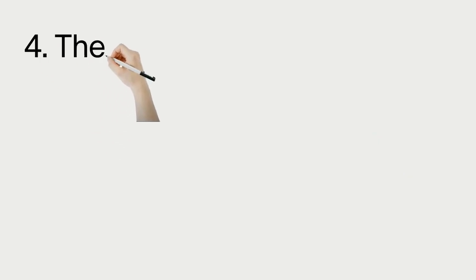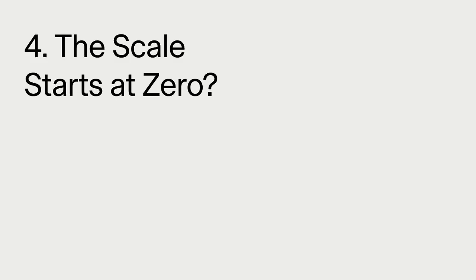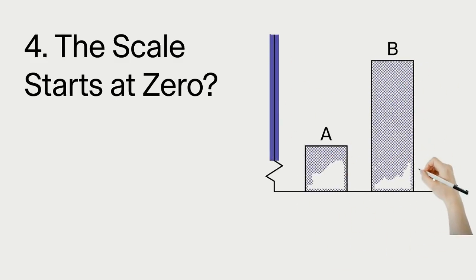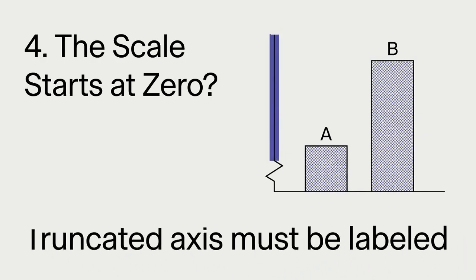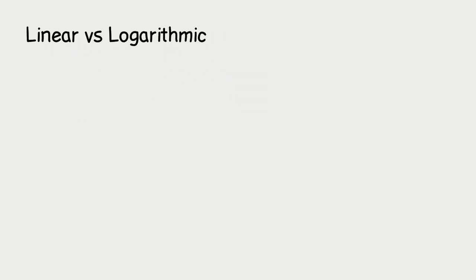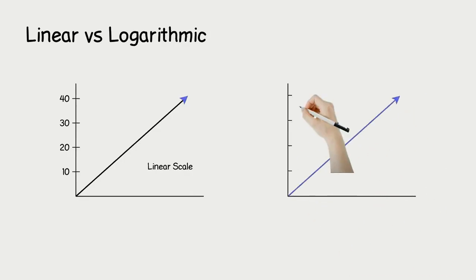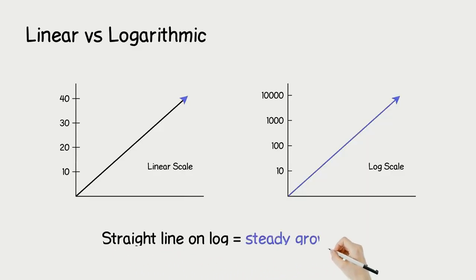Now look at the scale, because scale choices can change the story without changing the data. Check whether the vertical axis starts at 0. In bar charts, a non-zero baseline can make small differences look dramatic. Sometimes a truncated axis is justified, but it must be clearly labeled. Also check whether the scale is linear or logarithmic. On a linear scale, equal vertical steps mean equal absolute changes. On a log scale, equal steps mean equal percentage changes. A straight line on a log scale means steady growth rates, not steady increases.